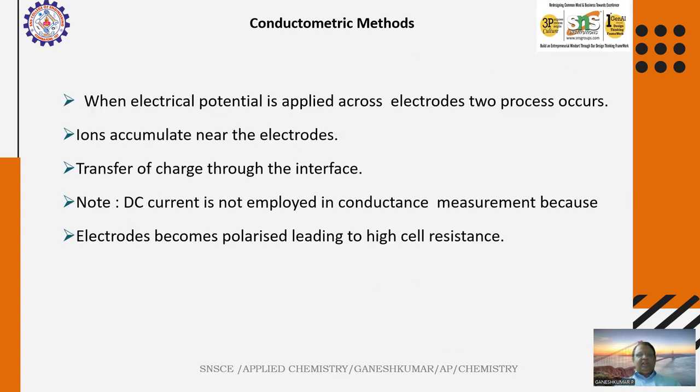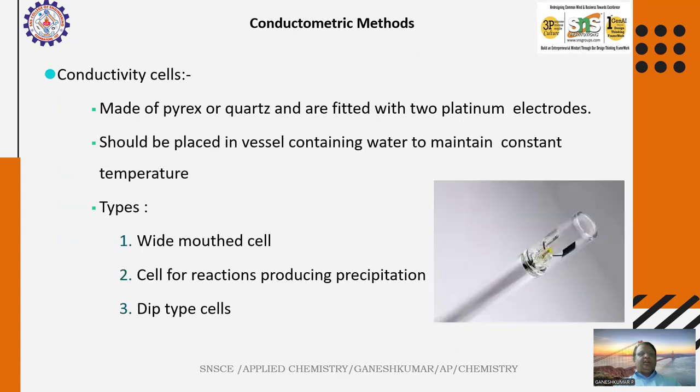When electrical potential is applied across the electrodes, two processes occur: ions accumulate near the electrodes, and there is transfer of charge to the interface. DC current is not employed in conductance measurement because the electrical resistance would mainly depend upon the polarization involved in the electrodes. The conductivity cell is made up of Pyrex or quartz and is fitted with two platinum electrodes. It should be placed in a vessel containing water to maintain constant temperature.